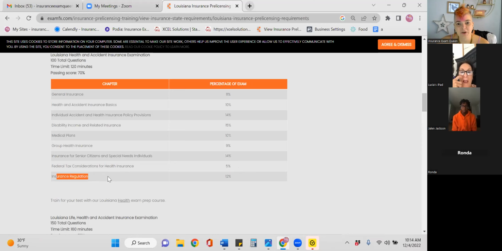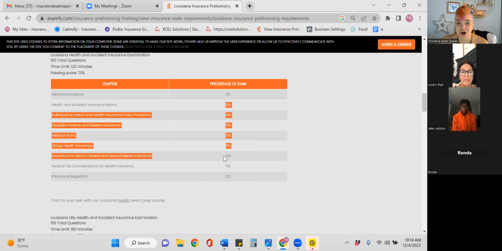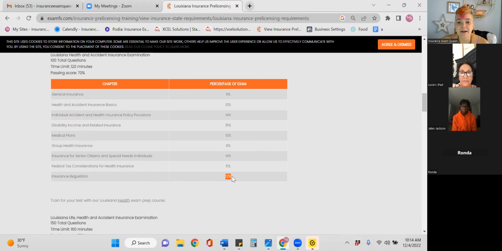Then you have insurance regulations at 12%. You could technically fail every question here and still pass if you're really strong in the rest of these. I'm not covering insurance regulations in the boot camp, but again, if you have the silver, there is a state regulations class that you could watch. It won't give you state-specific numbers, but it will tell you which numbers to focus on.